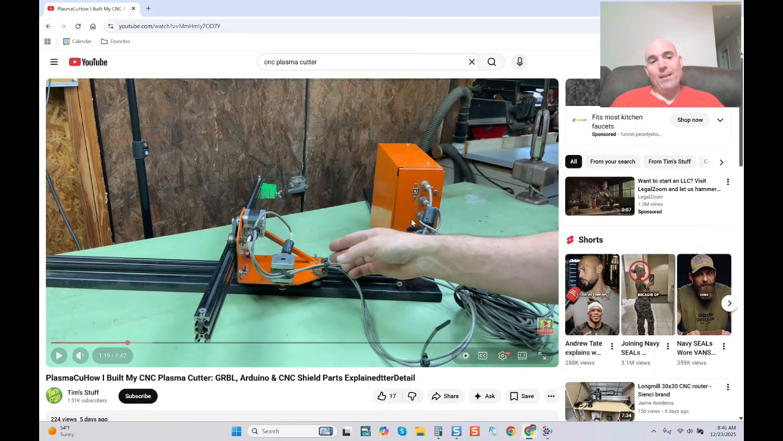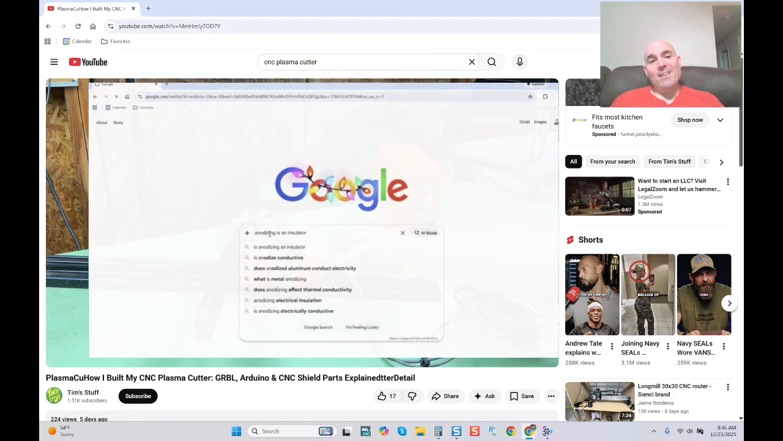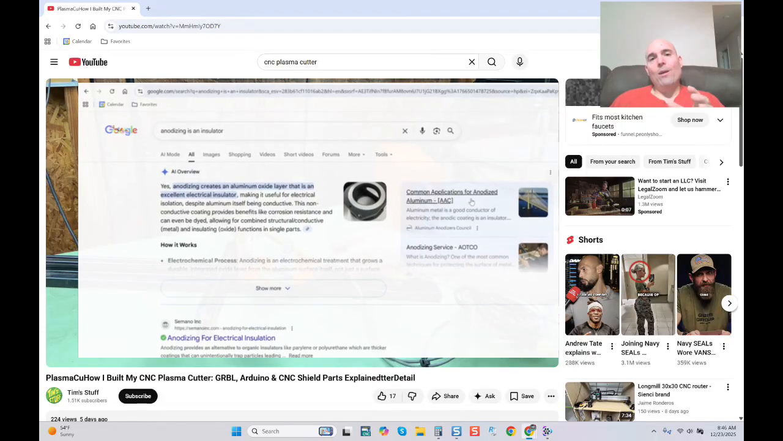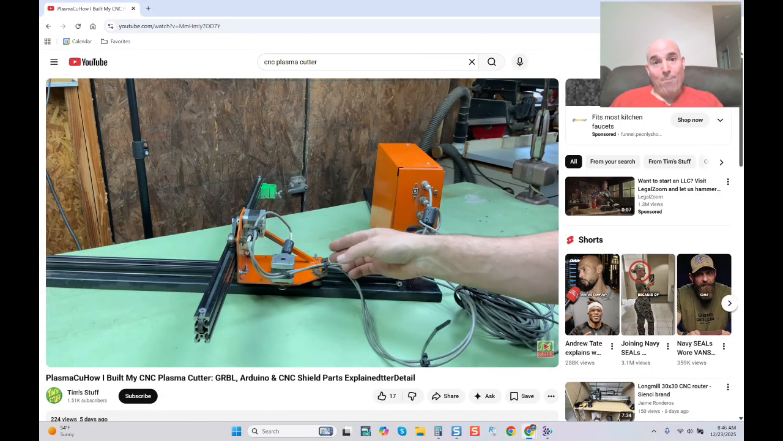We see here that the aluminum extrusion he has is anodized. Anodizing is an insulator. If it's insulated metal, it's non-conductive. Therefore, it can't be grounded. So essentially what he's built here is stability problems inside the robot.